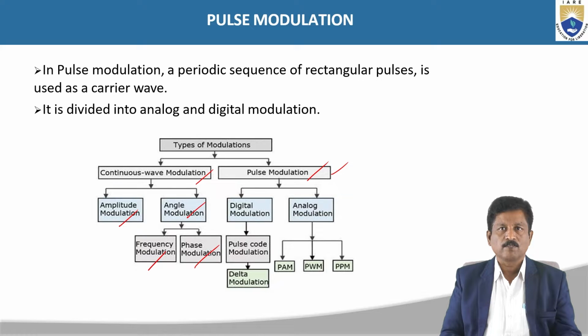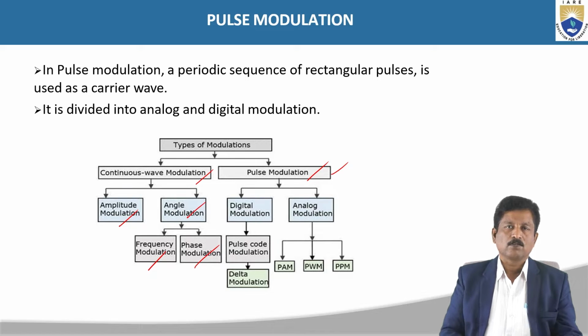If the frequency of the carrier signal varies according to the strength of the modulating signal, you can say that it is frequency modulation. Now take the phase modulation. The phase of the carrier signal varies according to the instantaneous value of the modulating signal. That is phase modulation. So we are going to consider three parameters: amplitude, frequency, and phase.